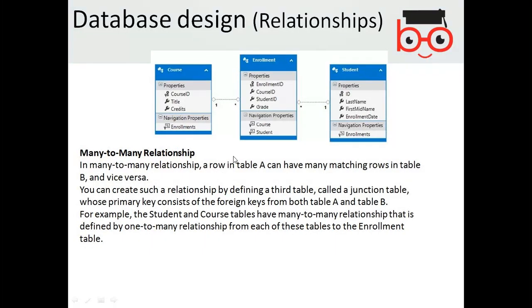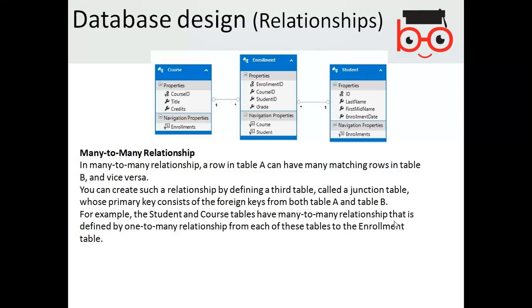Many to many relationships. In a many to many relationship, a row in table A can have many matching rows in table B and vice versa, but you can create such a relationship by defining a third table called a junction table, whose primary key consists of a foreign key from both table A and table B. For example, student and course tables may have a many to many relationship. One student can have many courses, and one course could be selected by many students.